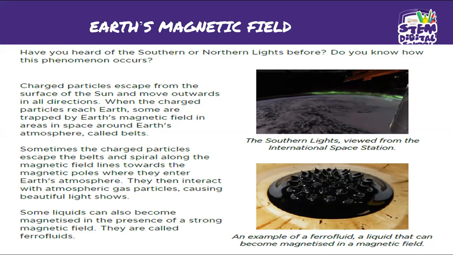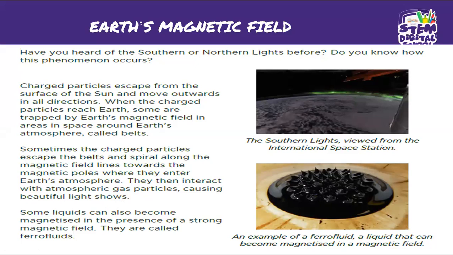Sometimes the charged particles escape the belt and spiral along the magnetic field lines towards the magnetic poles, where they enter the Earth's atmosphere. They then interact with atmospheric gases, causing beautiful light shows. So these are the charges interacting with the magnetic field around the poles of the Earth. This is what we call the southern lights, viewed from the International Space Station.